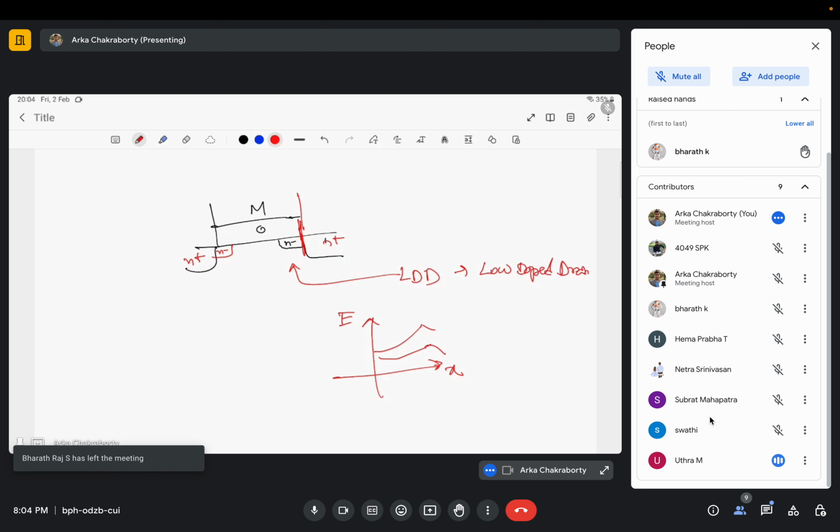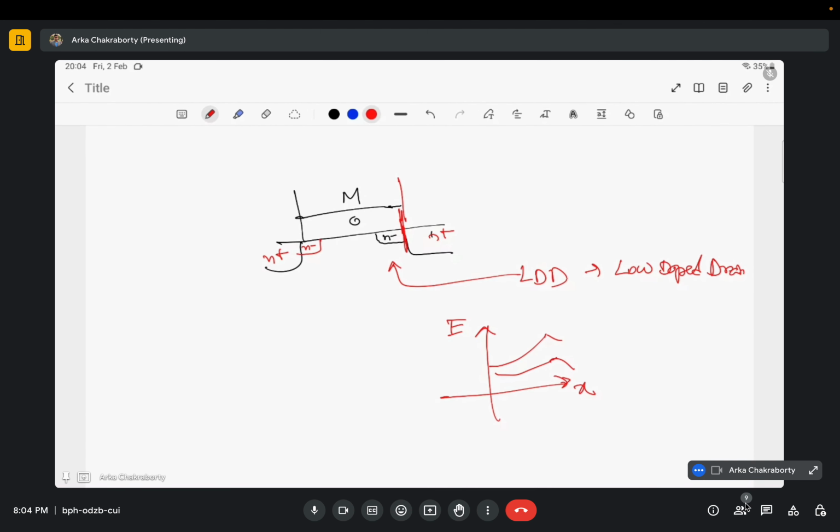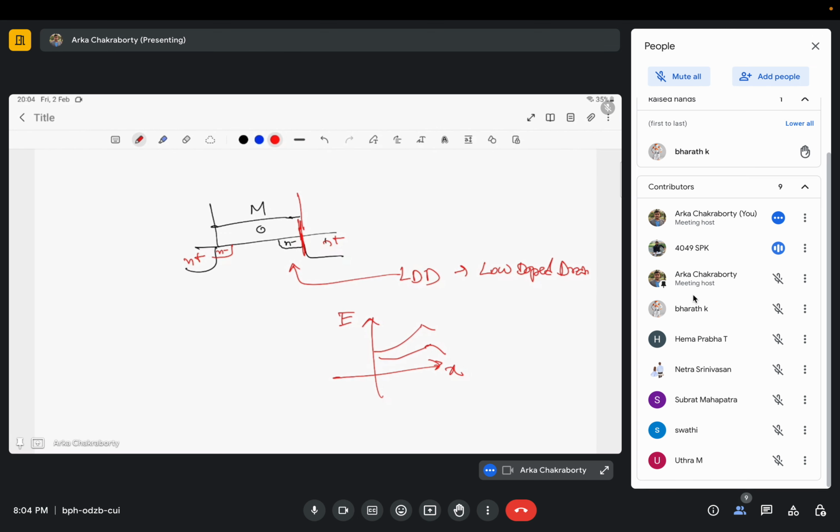Yeah, most welcome. Someone is saying they cannot unmute. No, actually I have unmuted everyone, so you should be able to unmute. Yes, who is this speaking? Okay, Pavan, go ahead.